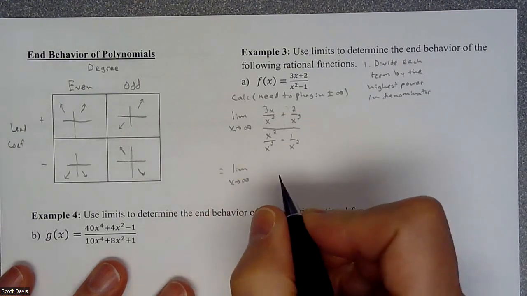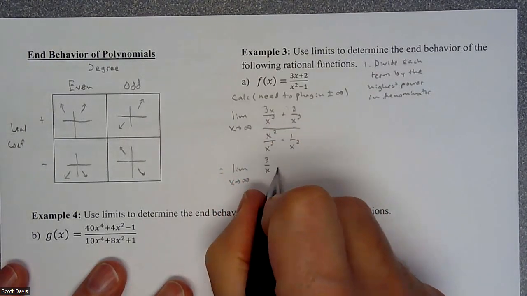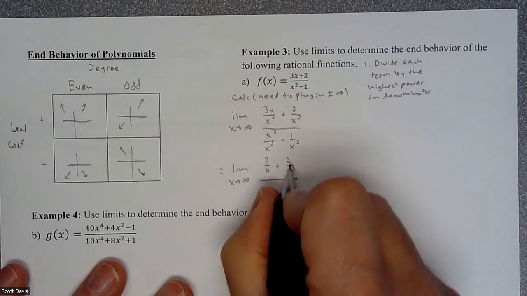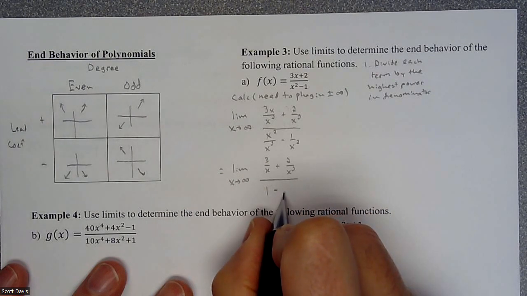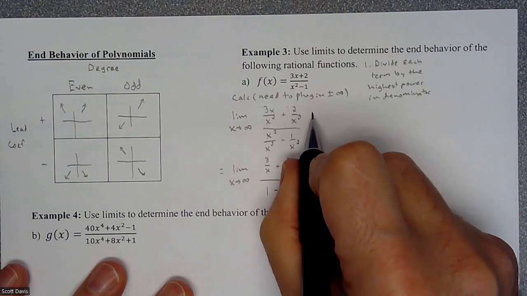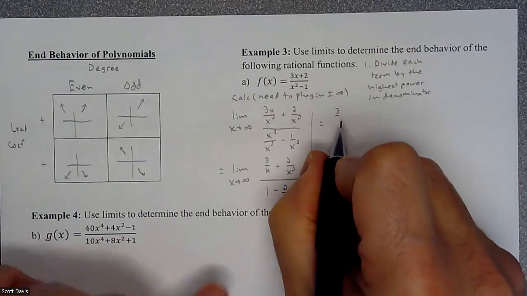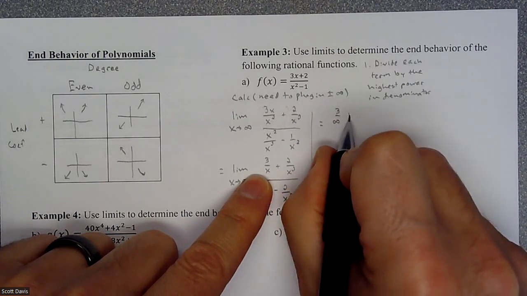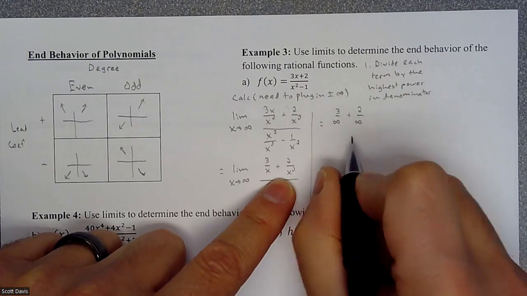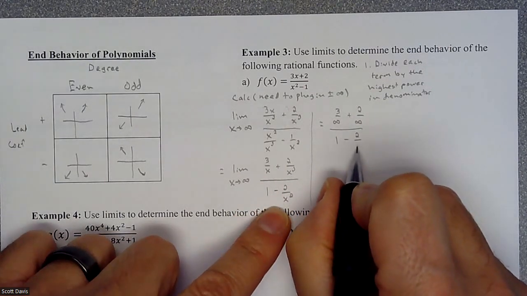If we simplify this, we get the limit as x approaches infinity. I can't drop those until I actually plug in infinity. So this becomes 3 over x plus 2 over x squared, over 1 minus 2 over x squared. That one doesn't simplify. Now if we plug in infinity, we would get 3 over infinity plus 2 also over infinity, because infinity squared is still infinity, divided by 1 minus 2 over infinity.